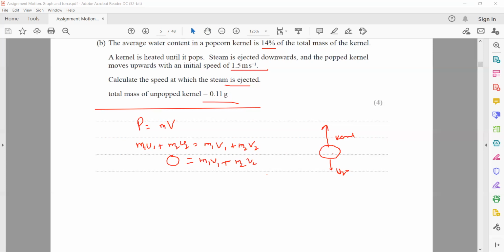What is m1? We can take the mass of the kernel as m1 and the mass of the water as m2. But how can we find the mass of this water? As mentioned in the question, the average water content is 14% of the total mass, and the total mass is 0.11 grams. So we'll find 14% of this, and that will be the mass of the water, or the steam, and the remaining mass will be for the kernel.